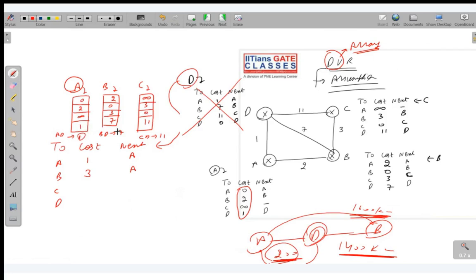Infinity plus 1, that is infinity. 7 plus 3, that is 10. 11 plus 0, that is 11. So what is smallest? 7 plus 3, that is 10. So you will keep here 10. And from where you have got this idea? From B. You will keep B here.